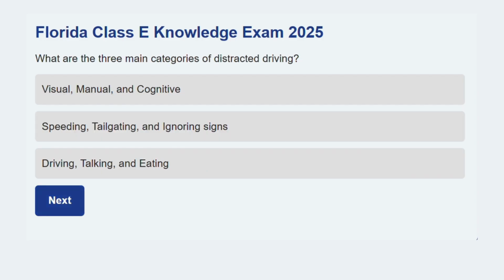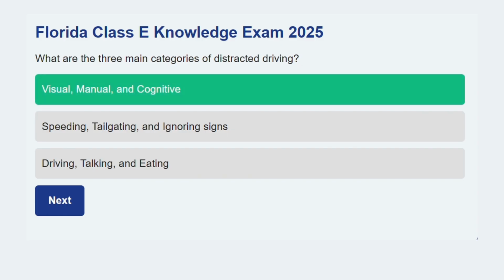What are the 3 main categories of distracted driving? Visual, manual, and cognitive. These categories represent the eyes, hands, and mind being taken off the primary task of driving. Time for a new question.